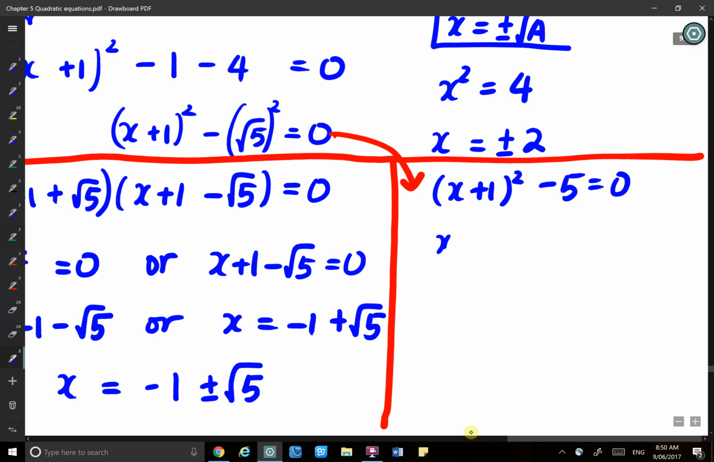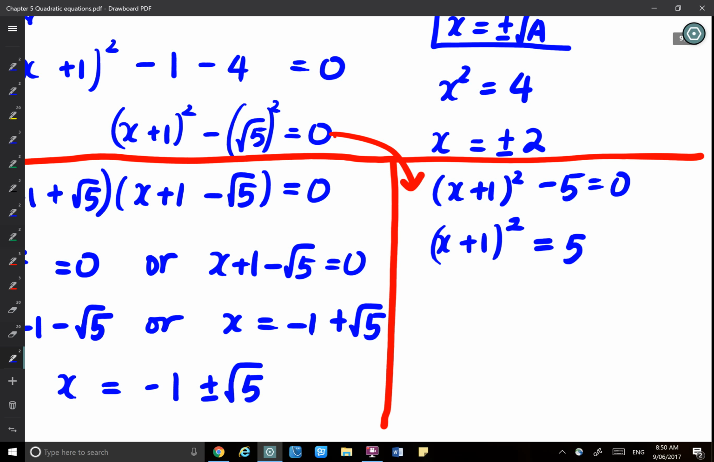And then what I will have is x plus 1 squared equals 5. I'm not going to factorize it. I want to leave the square on one side and move the constant to the other side. Let's treat x plus 1 as a whole thing. Something squared equals 5. What would that thing be? What squared equals 5?